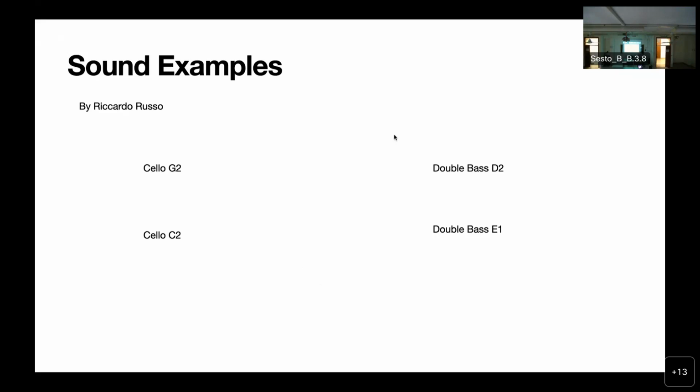Okay. Double bass D2. So you can hear the friction dissipating all the energy. And double bass E1. Okay.